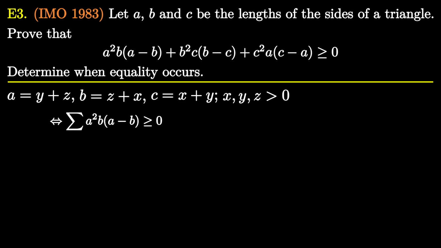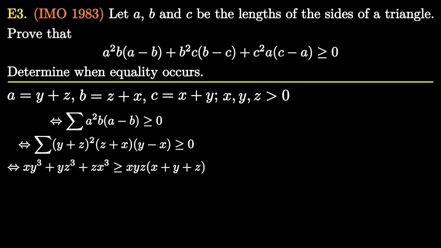And after some manipulations, we obtain the equivalent inequality. It means now we need to prove xy³ + yz³ + zx³ is greater than or equal to xyz(x + y + z), where x, y, z are positive real numbers. But this inequality too seems hard to prove. How should we tackle it? I don't get any immediate way, so let's tweak it with the hope of good.